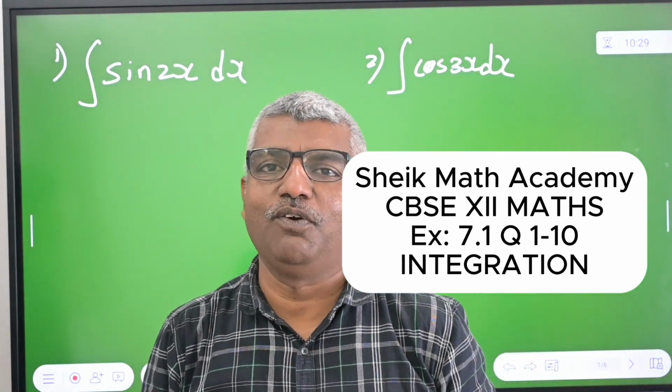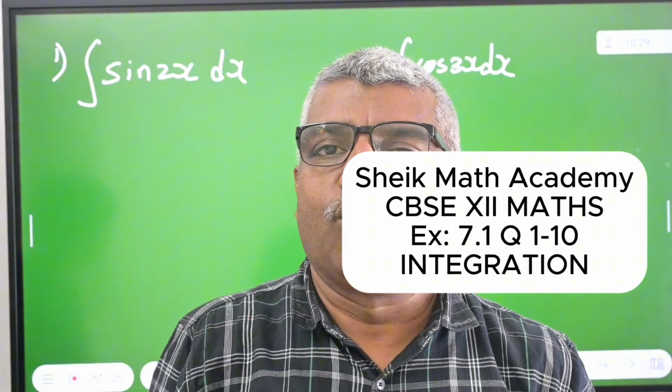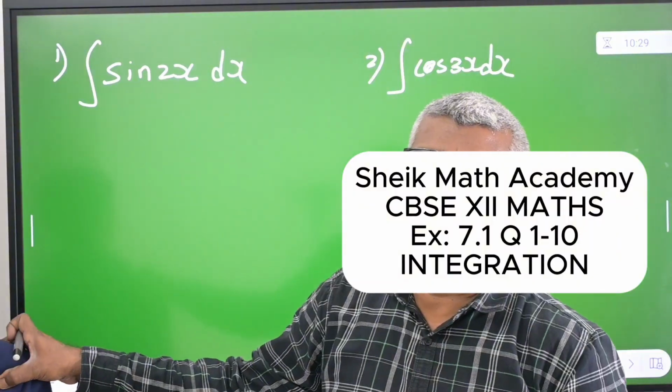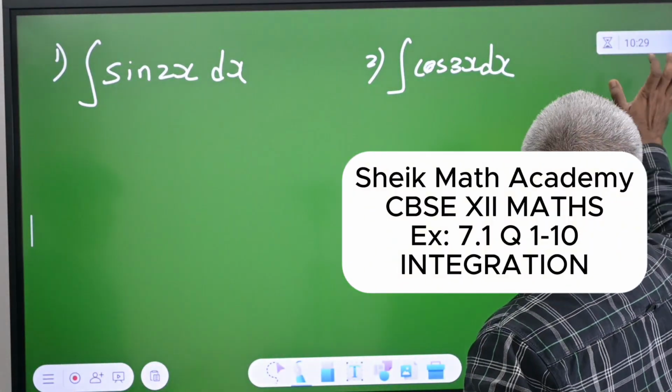In this lesson, we are going to see CBSE Grade 12 Maths Exercise 7.1. Questions number 1 to 10 will be done by my student Zygam in 10 minutes. 10 questions in 10 minutes.